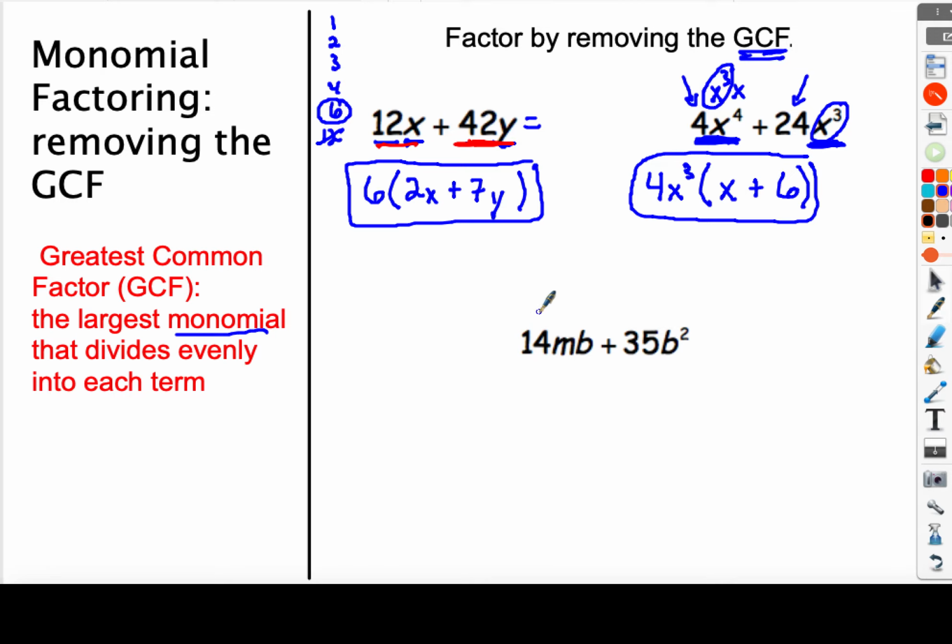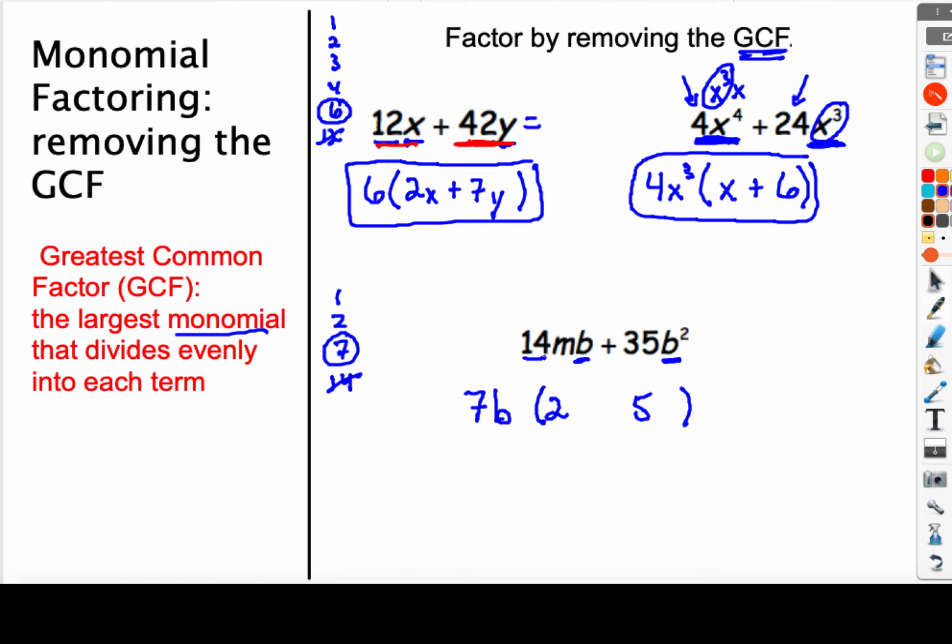Again, thinking about 14 and 35. Well, 14 doesn't go into 35, but I believe 7 does. And again, if I made a list of factors of 14, 1 times 14 and 2 times 7, those are really the only things that are going to multiply evenly to 14. Since 14 doesn't go into 35, I want the next biggest number, and 7 does work out. 7 divides evenly into 14 2 times, and evenly into 35 5 times. At the same time, I notice I've got b's in both terms, so I'm going to take out a b.